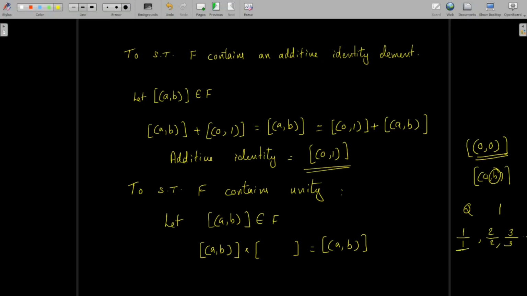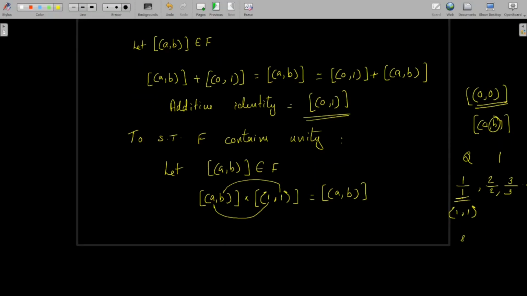So first of all, we will take the first element. 1 by 1 may be denoted as the ordered pair (1,1) in our case. Therefore, we will consider the equivalence class of (1,1) first. So we have the equivalence class of (a,b) times the equivalence class of (1,1). What will be the product? The product is defined in such a way that we have to multiply a into 1, then b into 1. That is the equivalence class of (a,b) itself. So we may conclude that (1,1) is the multiplicative identity element in F.